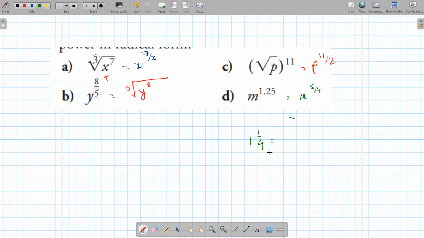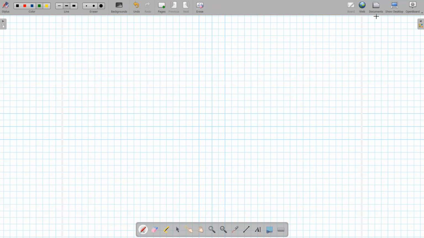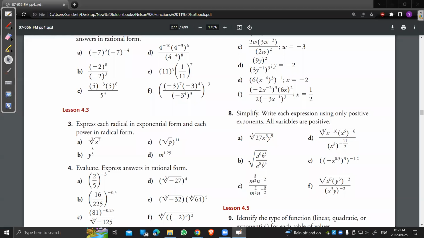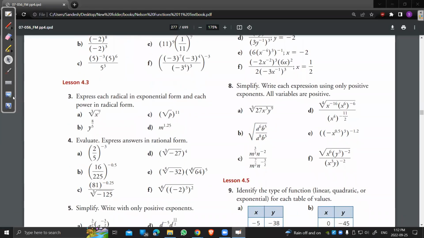And if you want to rewrite this in the radical form, what do we get? M to the power of 5 and then root of 4. Yeah, like that. And you're done. Okay, all of these are almost 1-2 step questions. But it does get a little more difficult.